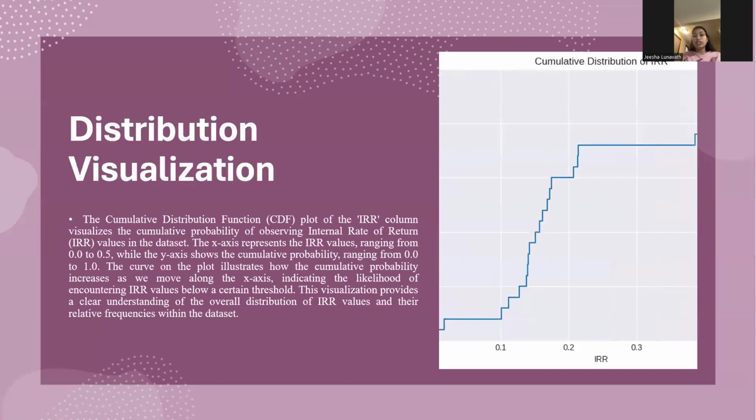Next, let's move on to the distribution visualization. In distribution visualization, the CDF plot visualizes the cumulative probability of observing IRR values. The x-axis shows IRR values and the y-axis displays cumulative probability. The curve illustrates the likelihood of encountering specific IRR values, providing a clear understanding of their overall distribution and relative frequencies. Let's move on to the next one.